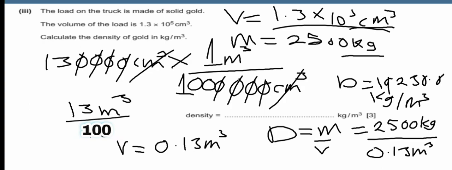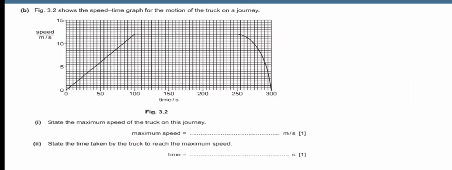Okay, so let's answer the next one. Figure 3.2 shows the speed time graph for the motion of the truck on a journey. The first question says, state the maximum speed of the truck on this journey. The maximum speed of this truck is at this point, A. That is where we find the maximum, and this is 12 meters per second.